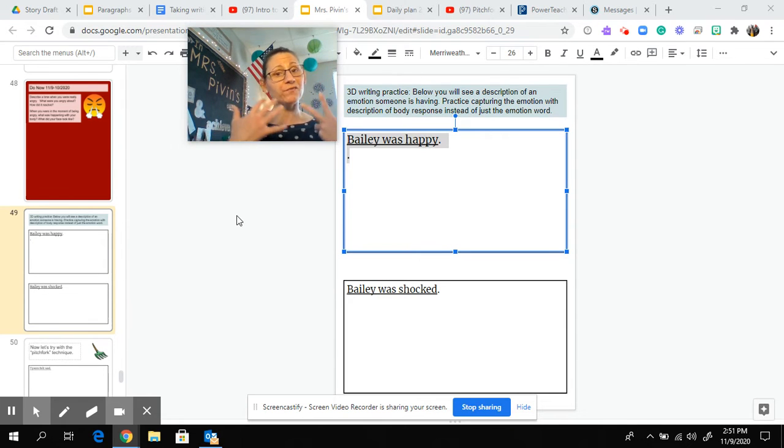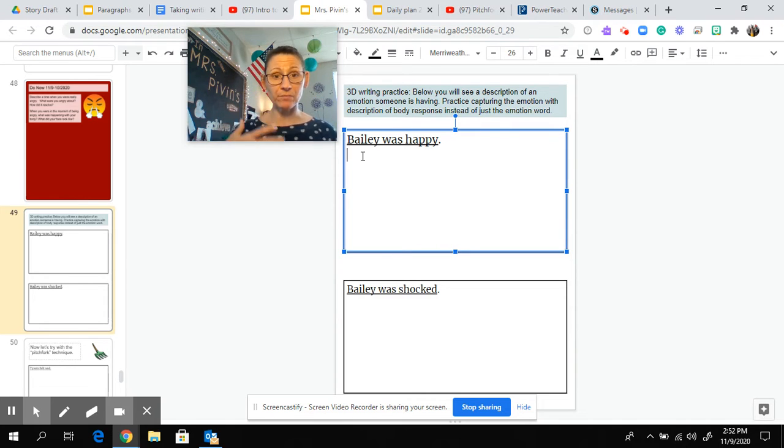So what is someone's face doing when they're happy? How can you communicate, how can you describe for your reader Bailey was happy without using the word happy at all? Bailey's eyes lit up and the corners of his mouth turned, and he let out a laugh. That would be happy. Bailey's whole face relaxed, and his smile became so bright it overshadowed the sun. Bailey was happy.